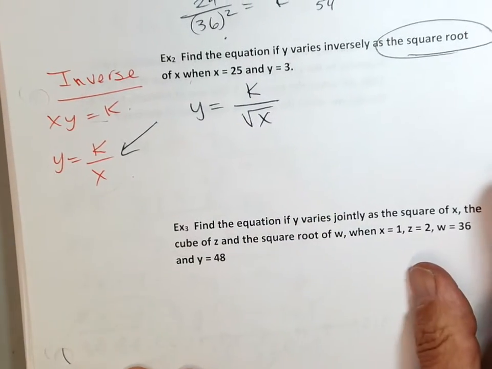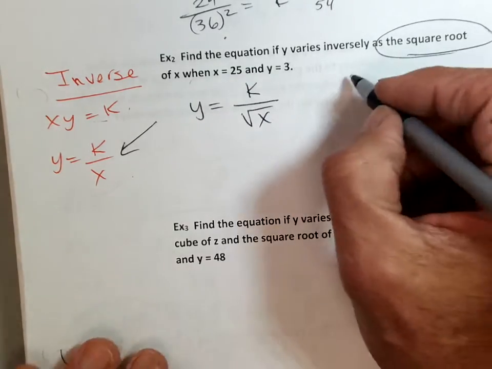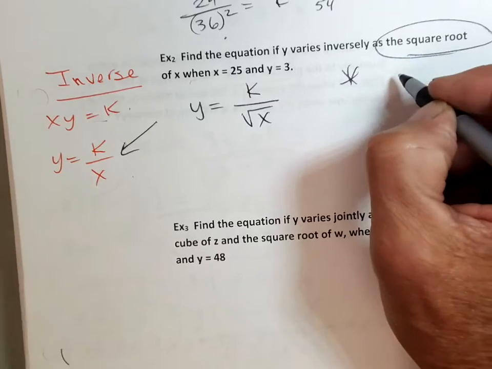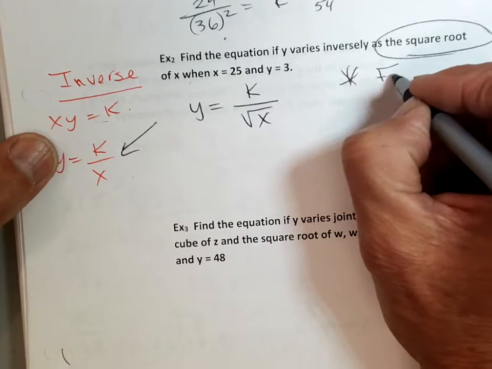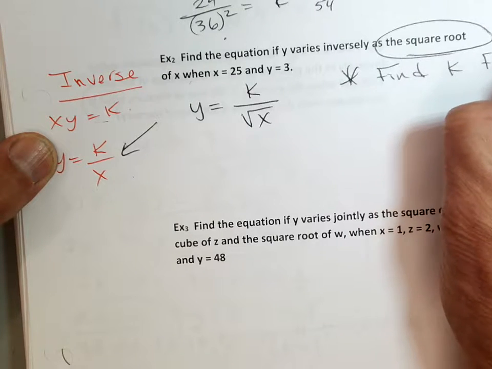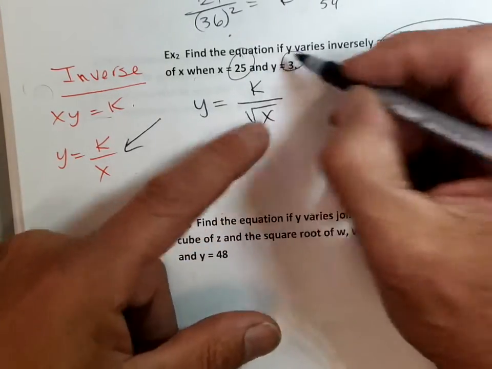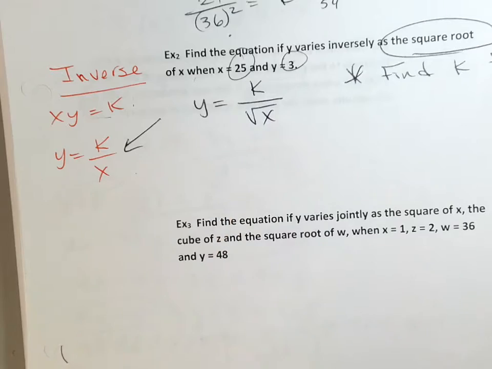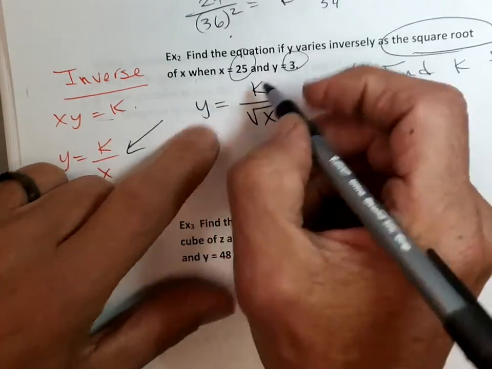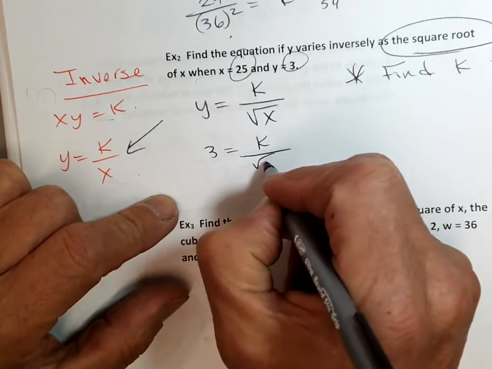Okay. So now we need to find k. Part of the goal today, the first goal on today's lesson, you'll see, is always to find k first. Find the value of k first. That's not going to be too bad because they give you additional information, right? Let x be 25 and y be 3, and we'll be able to find the value of k. So I'm going to plug those in and rewrite this as 3 equals k over the square root of 25.